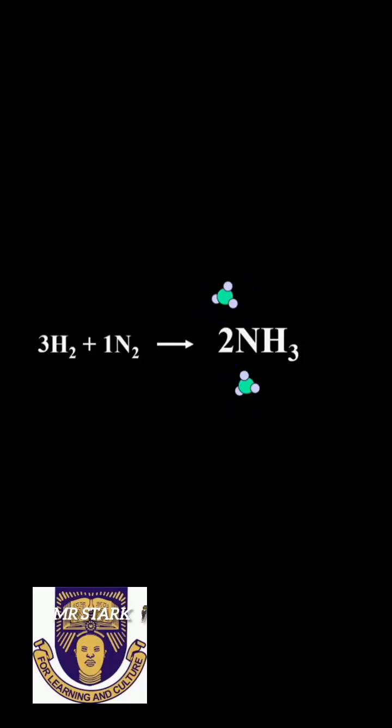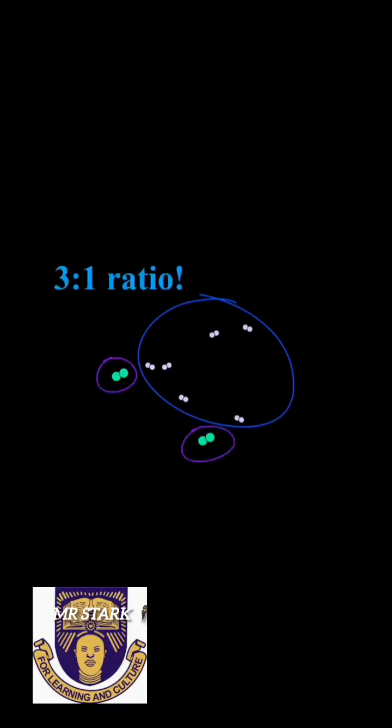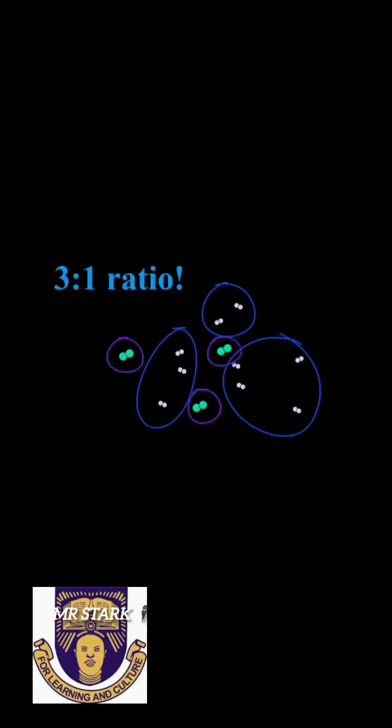But in our everyday world, we are working with massive amounts of particles, and so what the coefficients can actually tell us are simply the ratios of what's going on in the chemical reaction. For example, if we have 6 hydrogen molecules, they're going to react with 2 nitrogen molecules. Or if we have 9 hydrogen molecules, they're going to react with 3 nitrogen molecules.